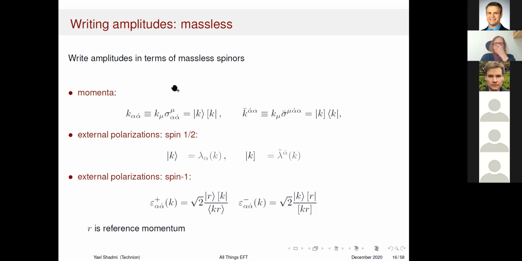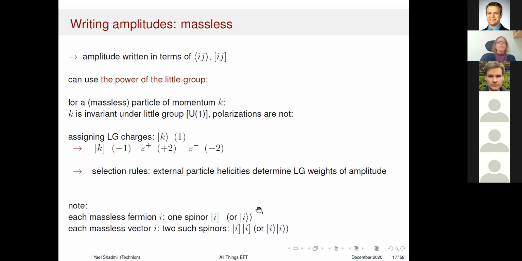Now, I'm pretty sure that most of you have seen the massless spinor formalism, but let me quickly go over it anyway. So we can write amplitudes in terms of massless spinors. And essentially what we're using is the fact that momenta can be written in terms of massless spinors. And the same holds for external polarizations. So obviously for fermions, the external polarizations are just massless spinors. And for spin 1 particles, you can write the polarizations like this, where this is the momentum, and this is some reference momentum. And so putting these all together, the amplitude is written in terms of these products of massless spinors.